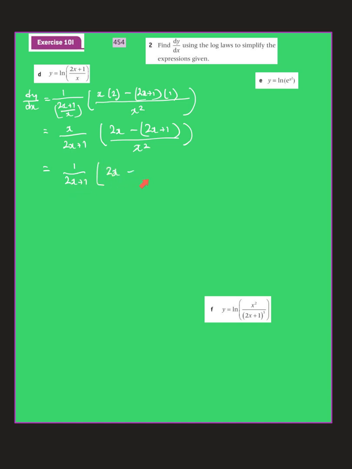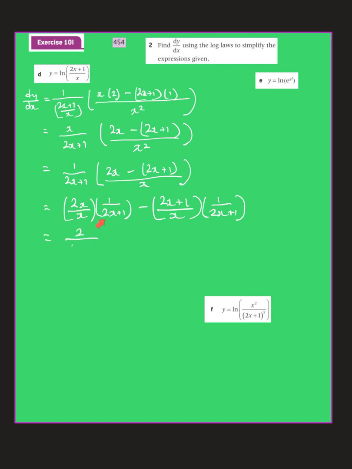Inside here we've got 2x minus 2x plus 1. Now we're going to leave it like that because we can factorise things out. So we're going to put this 2x over x and put that over 2x plus 1. So we're distributing it here. And then we've got the 2x plus 1 over x. And we're going to multiply that by 1 over 2x plus 1. Over here the x's are cancelling. We've got 2 over 2x plus 1. And here the 2x plus 1s will cancel and you've got 1 over x.